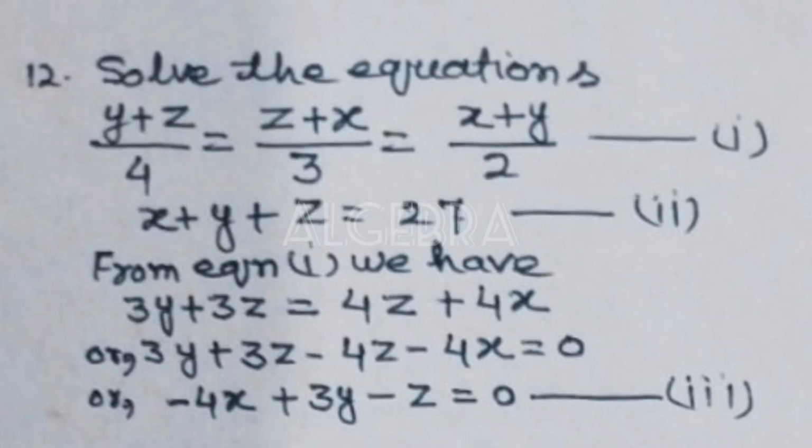12. Solve the equations (y + z)/4 = (z + x)/3 = (x + y)/2. Equation 1. And x + y + z = 27.